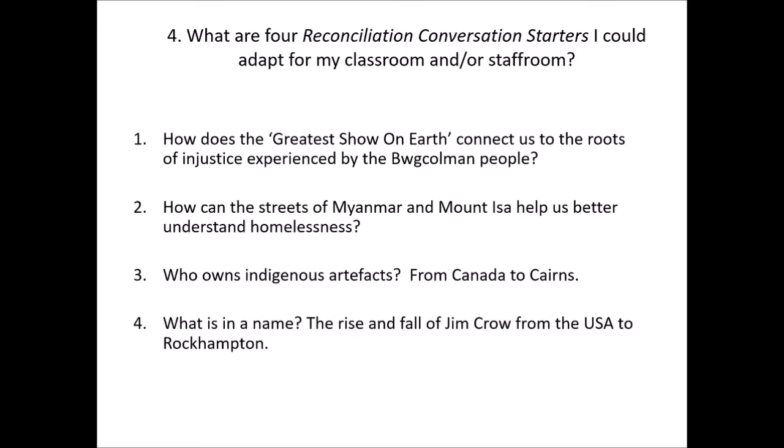And thirdly, who owns Indigenous artefacts? Our context for this question is Cairns and Canada. And finally, we look at the question of what is in a name? The rise and fall of Jim Crow from the USA to Rockhampton, locations that the Global Learning Centre has had the privilege, that is Queensland-based locations, we've had the privilege of visiting this year.